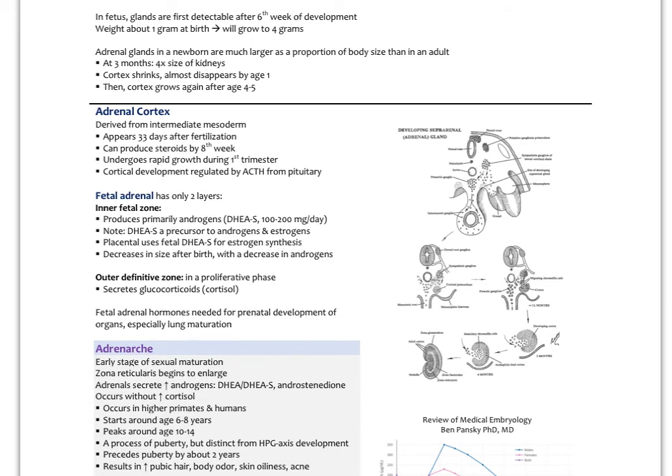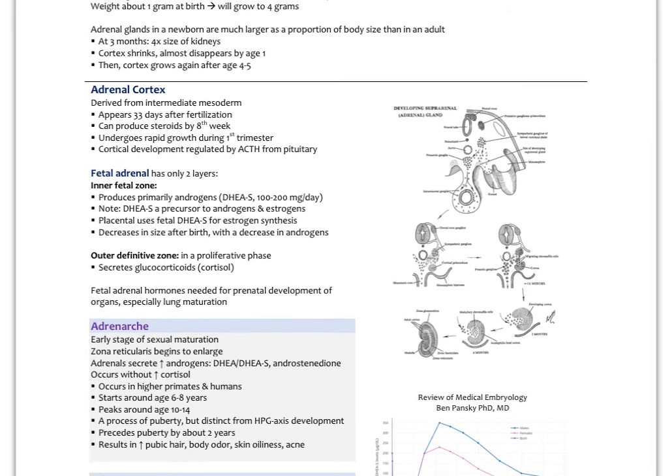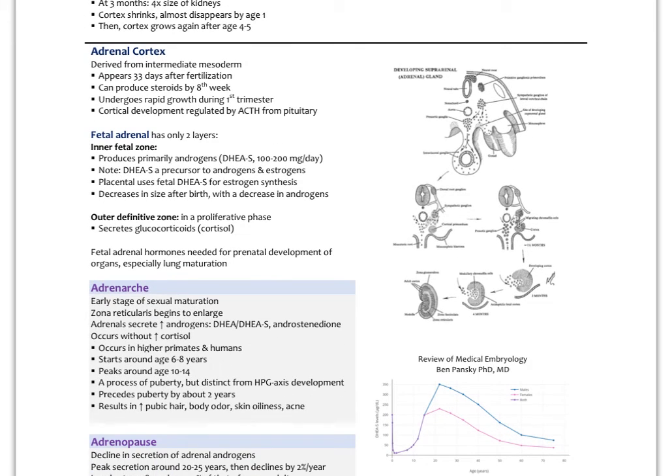So really, by the 2nd month, going into the 3rd month of embryonic development, the adrenals in the fetus, in the embryo, are putting out lots of hormone. The fetal adrenal, though, only has 2 layers. There's an inner fetal zone, which primarily produces DHEA sulfate at a rate of about 100 to 200 milligrams per day. Now, the DHEA will be aromatized primarily for estrogen, and this is going to be used heavily in the placenta for placental development.